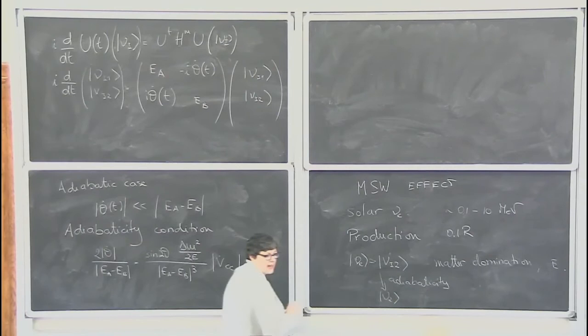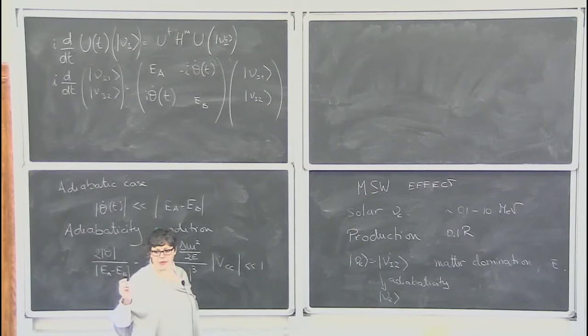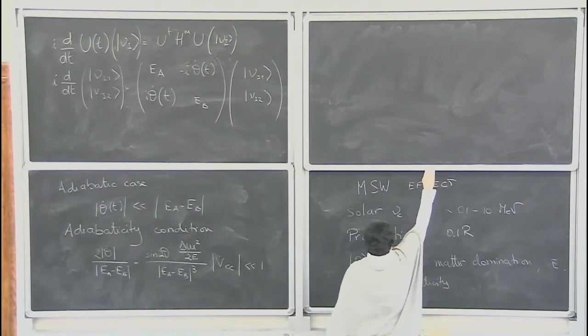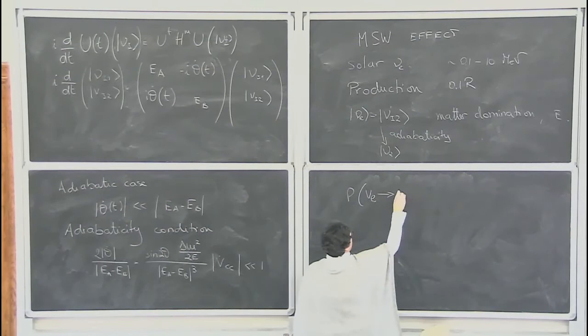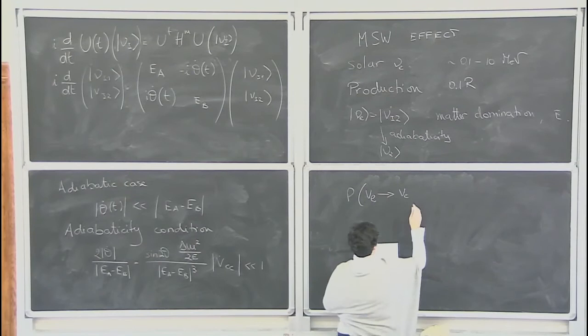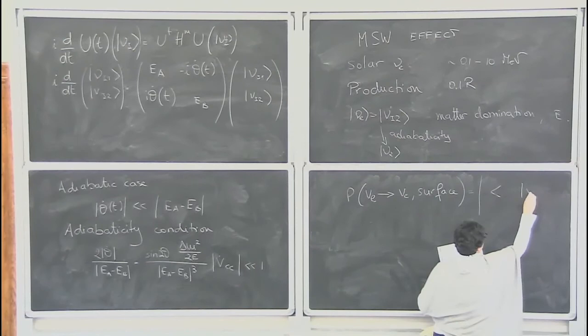And then I can ask, what is the probability of a solar neutrino that starts as a nu e to arrive on the surface of the sun, and then from there it freely propagates till you can detect some of them in our detectors, for instance, Super-Kamiokande or SNO. So what do we do? If we ask, what is the probability of nu e remaining a nu e on the surface, what do I need to do? I need to take the projection of the state on the surface, which is nu 2, over nu e, modulus squared.